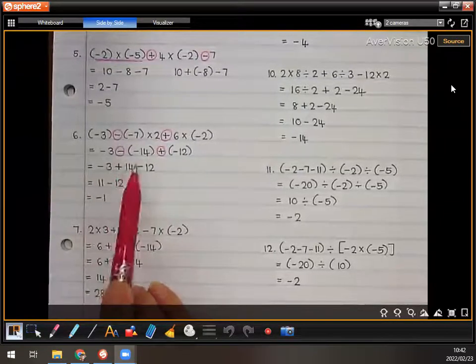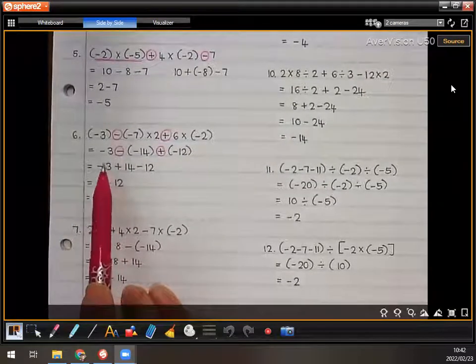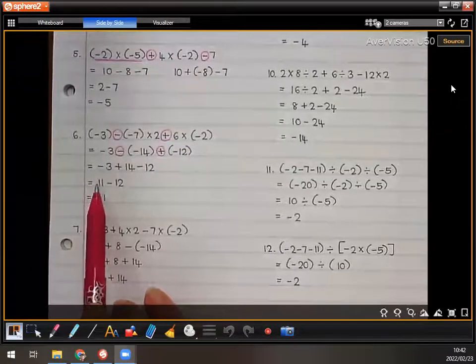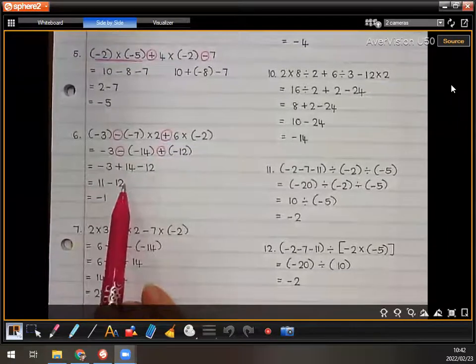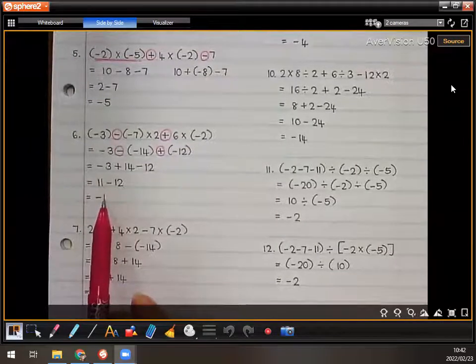So again, I just did the first two numbers. Again, you don't have to do it like that, but if it helps, negative 3 plus 14 is 11. And then minus 12. And then this one isn't too bad to do. 11 minus 12 is negative 1.